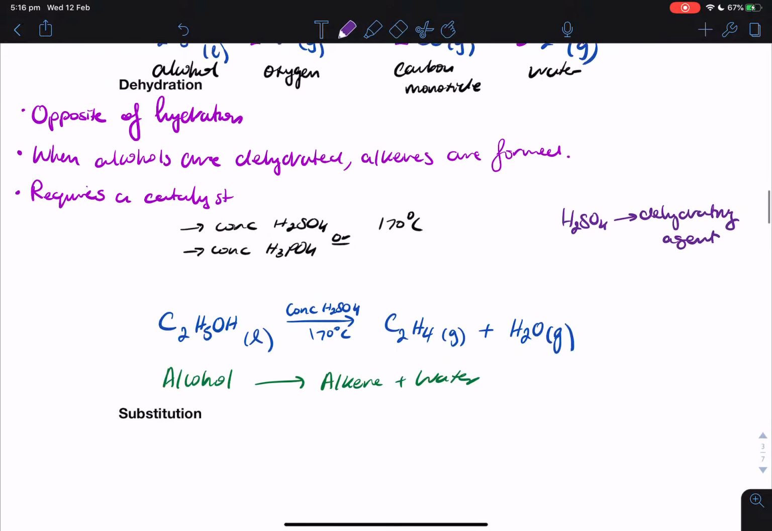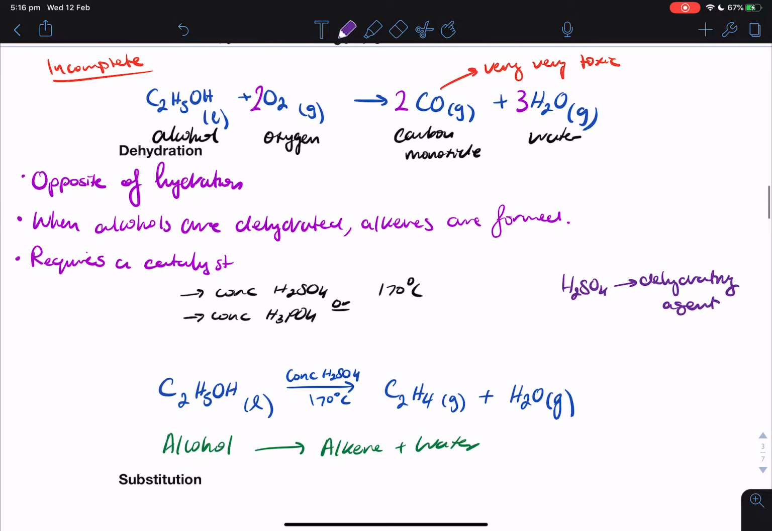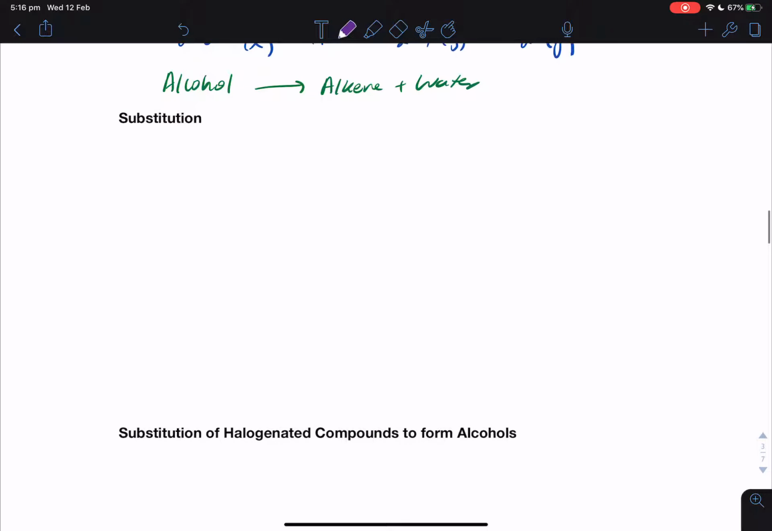Last lesson we went over the dehydration and the combustion of alcohols. This lesson we're going to be going through the substitution of alcohols. This lesson is actually interesting because we're going to see alcohols turn into a lot of other random things that we wouldn't expect them to turn into, okay? Let's get straight to the point.